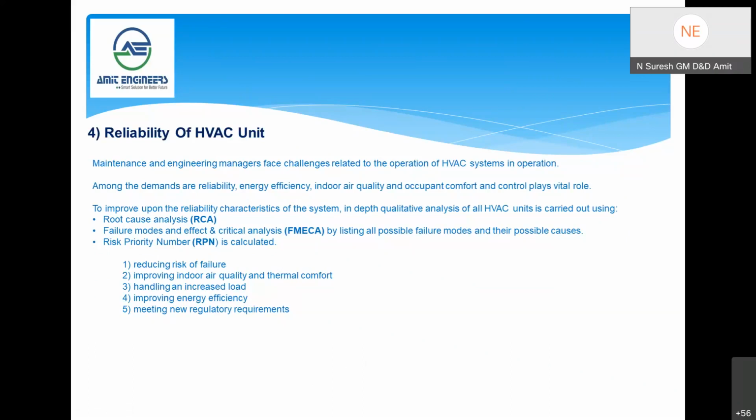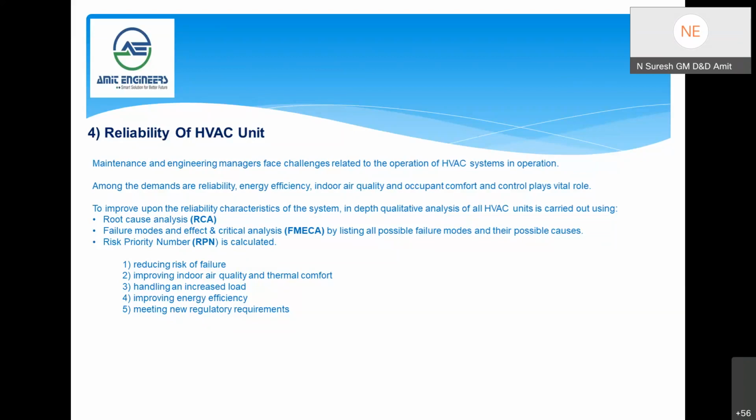A few words about reliability, sir. Maintenance and engineering managers face challenges related to operating the HVAC system in operation. Among the demands, reliability, energy saving, indoor air quality, and occupant comfort and control play a vital role. So to improve the reliability characteristics of the system, in-depth qualitative analysis of all HVAC units is carried out using root cause analysis.